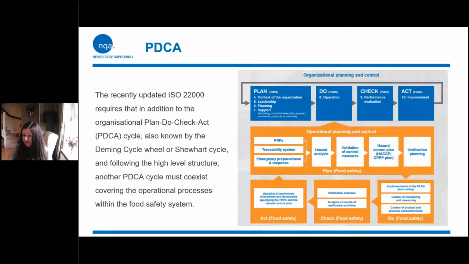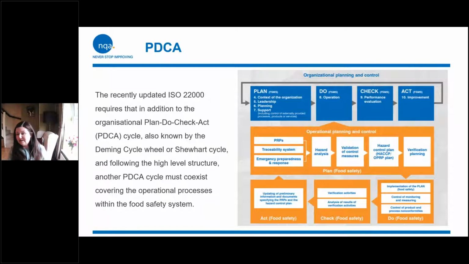The 2018 standard has brought in the Plan, Do, Check, Act cycle, which I quite like as a way of working. At the end of the day, what are we all trying to do? We plan it, we do it, we check it, we act upon it, and we start all over again. So it's a nice way of thinking, but it's also important to understand how the standard incorporates the Plan, Do, Check, Act cycle.